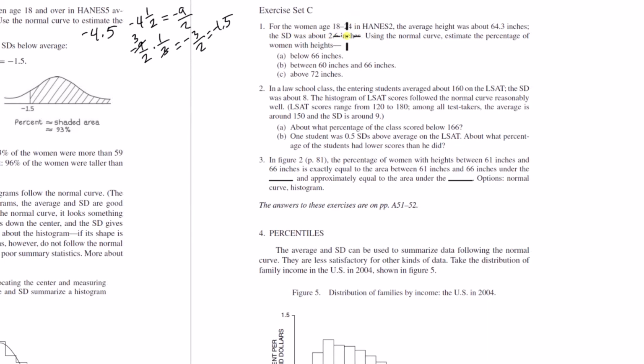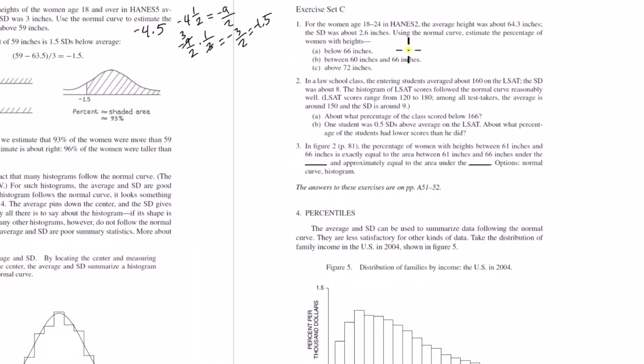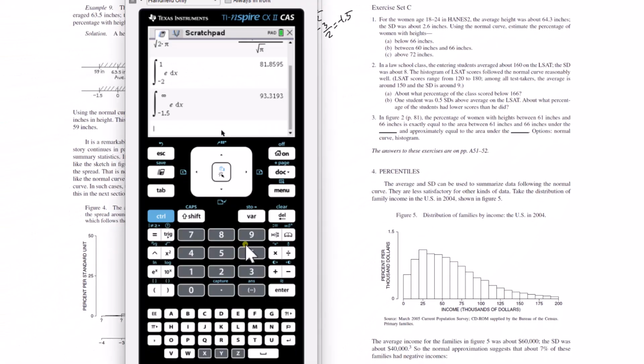For the women age 18 to 24 in Haynes 2, the average height was about 64.3 inches. The standard deviation was about 2.6 inches. Using the normal curve, estimate the percentage of women with heights below 66 inches, between 60 and 66 inches, above 72. Easy. Convert these to standard units. How far is 66 from the average 64.3? Positive 1.7. How many standard deviations is positive 1.7? 0.654.